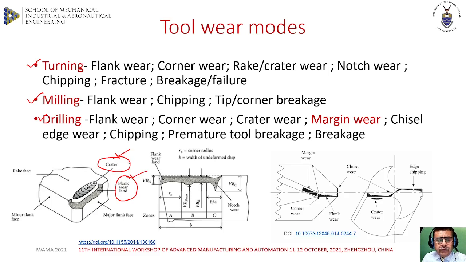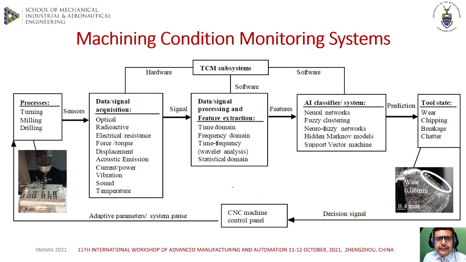Okay, so out of crater wear and flank wear, flank wear is of more importance, and these are the parameters which are associated with flank wear. So VB max or VB average, these are the two parameters which are used for measuring flank wear.